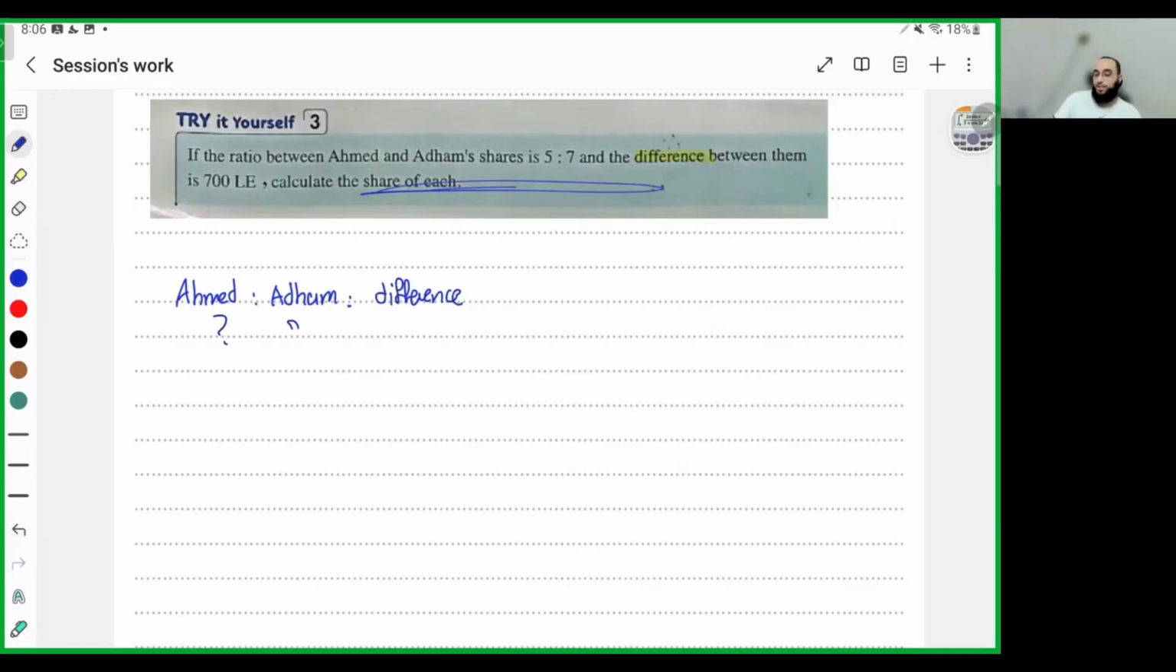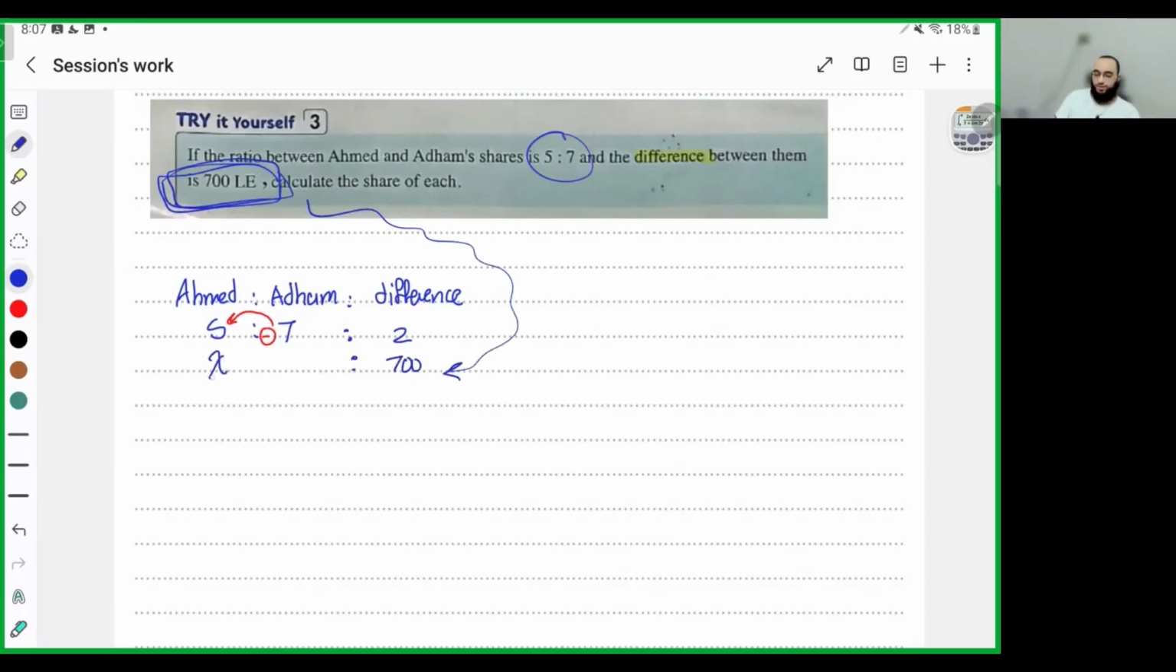What's the share of Ahmed and Adam? Ahmed is 5 and Adam is 7. Does the difference mean to add them or to subtract them? Subtract. Yes, 7 minus 5 or 5 minus 7? 7 minus 5 equals 2. So write the 2 here. What's below the 2 is the actual difference in the question, which is 700. Get it here, 700.